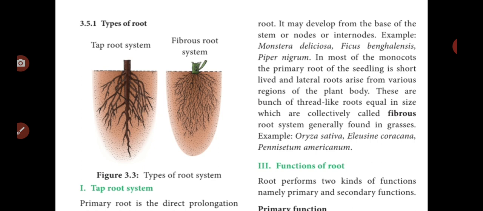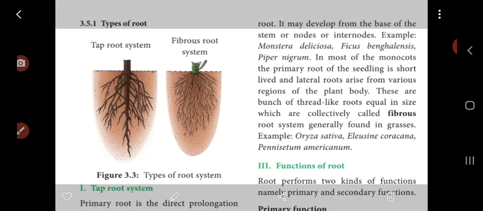At the base of the stem, nodes or internodes, as we already have seen. The lateral roots appear as a bunch of roots developing together from one place. These bunches of thread-like roots, equal in size, we collectively call the fibrous root system. Mainly the examples are grasses: Oryza sativa, Eleusine coracana, then Pennisetum americanum.